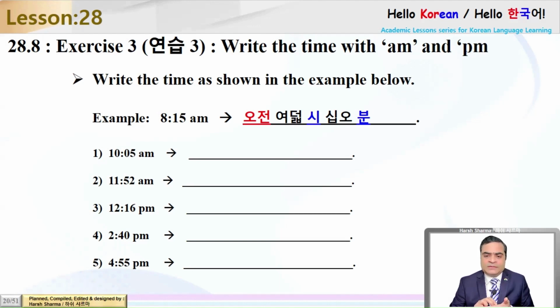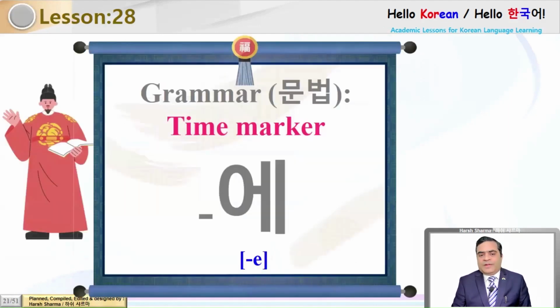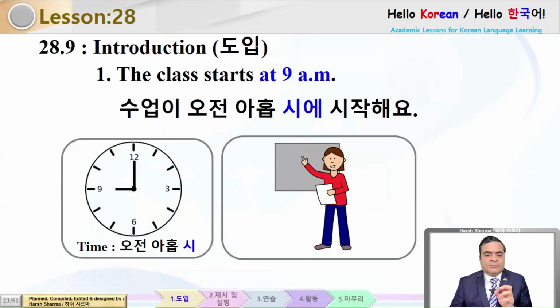This is the final stage for writing the time in Korean. Pause the screen, and after completing this exercise, please see the next part, that is grammar A. And again, this is the particle A. Some of you might be thinking, A has so many uses, 여러분. Yes, it is right. So in this lesson, we are going to learn this time marker A. A can also be used to tell the time. How? Let's move to the introduction part.